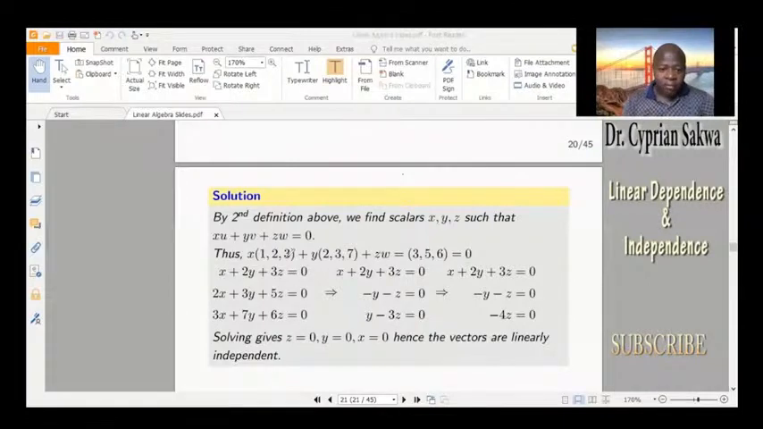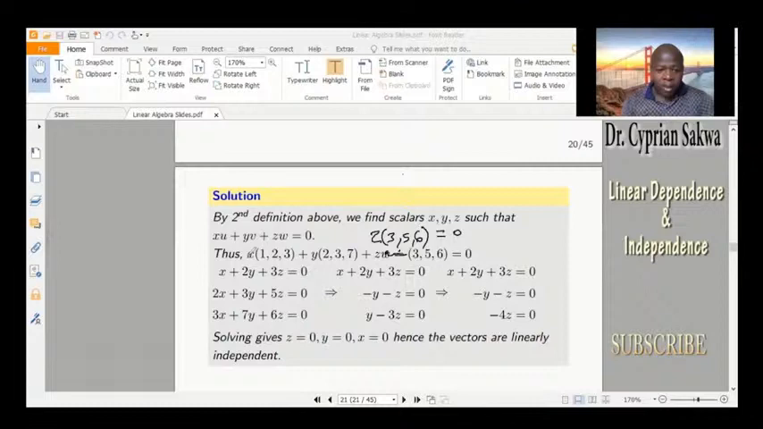So I have x times the first vector plus y times the second vector plus z... Yes, so this one is not supposed to be equal. It's supposed to be z times (3, 5, 6) equals 0. So it's supposed to be x times the first vector plus y times the second vector plus z times the third vector equals 0. So let's just multiply out.